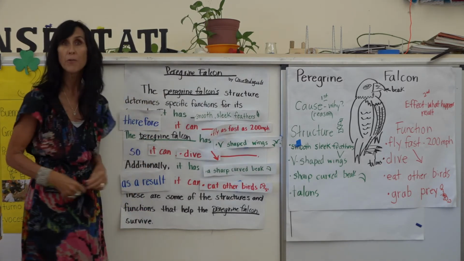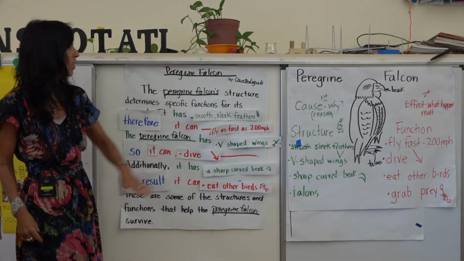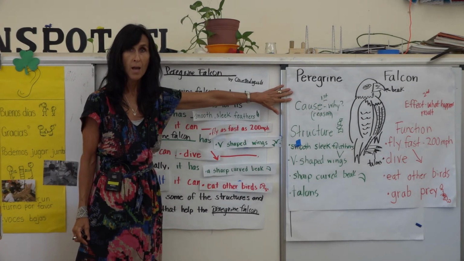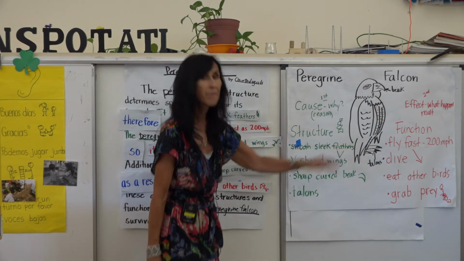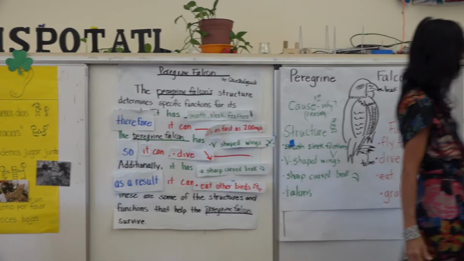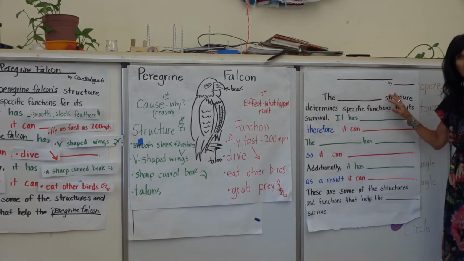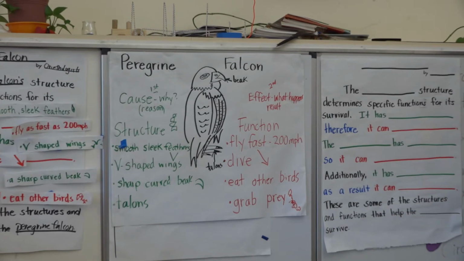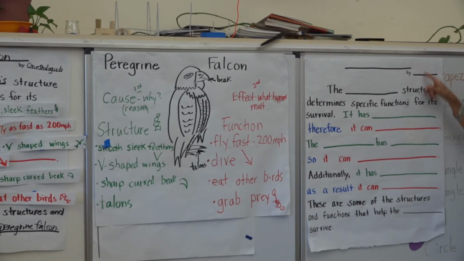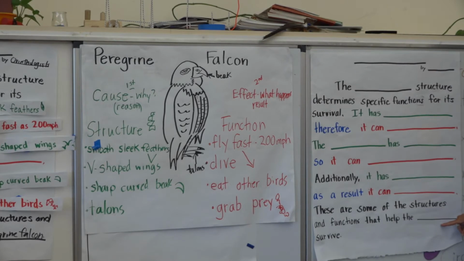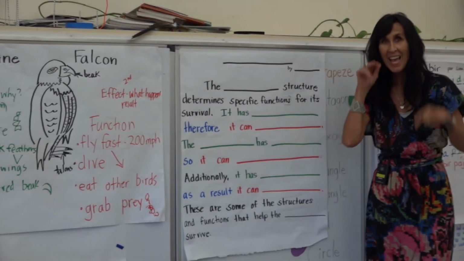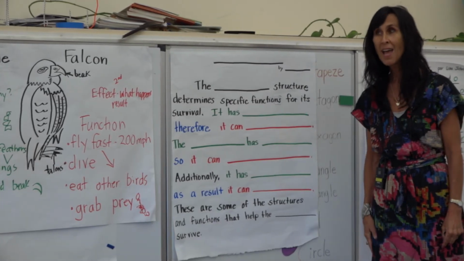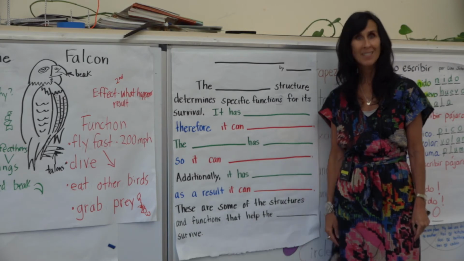Now that we've written this informational paragraph about the peregrine falcon, you're going to take your input chart about the vulture, and you're going to write all the facts, the structure and function, using cause and effect language. And you can use this template to help you make the sentences for your paragraph. You can find this template on the Marin County Office of Education YouTube channel. Make sure when you write your paragraph, you take a picture of it and send it in to us, because we want to read it, and maybe we'll even see you read it on TV someday.